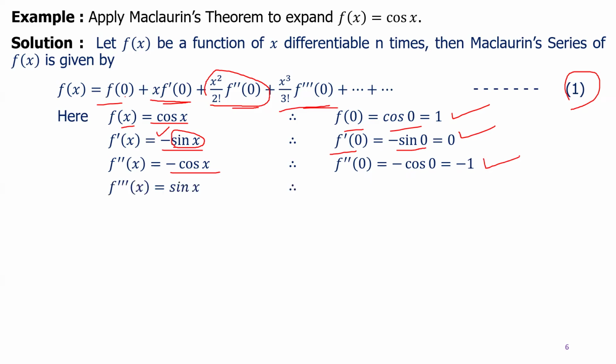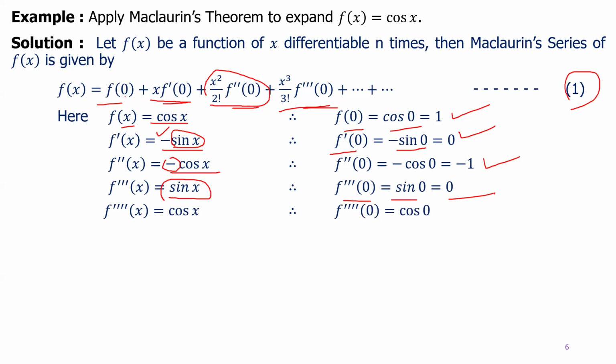Again, if we differentiate, f triple dash of x: the derivative of cos x is minus sin x, and minus minus will become plus sin x. So the derivative of minus cos x is sin x. So f triple dash of 0 is nothing but sin 0, which is equal to 0. F fourth dash of x: again the derivative of sin x is cos x. So we are getting f fourth dash of 0 as cos 0, which is equal to 1. Similarly, we are able to find the derivative of each and every term, but there is no need to, as we have got the pattern.